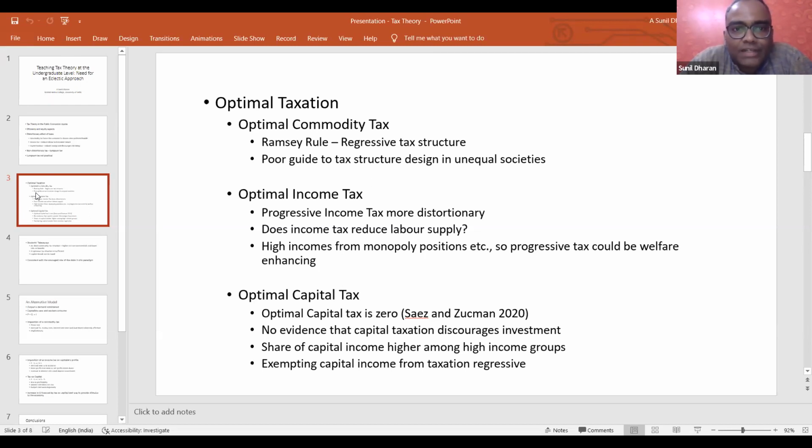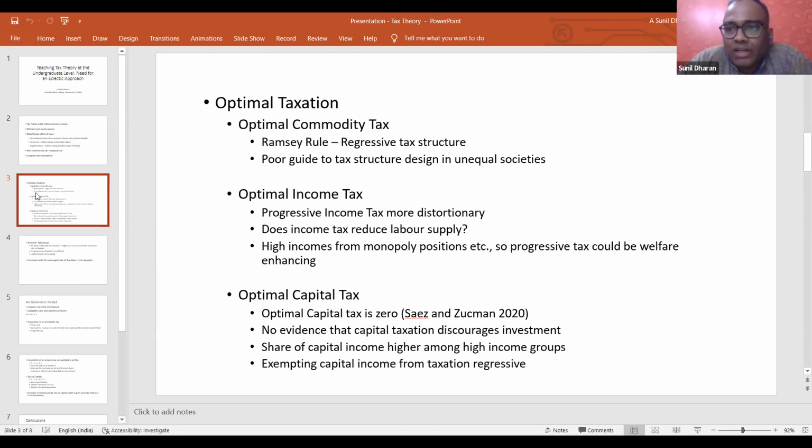It looks at optimal commodity tax. Now, if you look at optimal commodity tax, the optimal tax theory tells you that you can bring down inefficiency by levying a high rate of tax on goods whose price elasticity of demand is very low, and levying a low tax on goods whose price elasticity of demand is very high. Now, you have the Ramsey rule, which says that if you have many commodities, levy a high tax on essentials and a low tax on luxury goods. Now, I feel that such a tax structure is not at all helpful in designing a tax structure in unequal societies like ours.